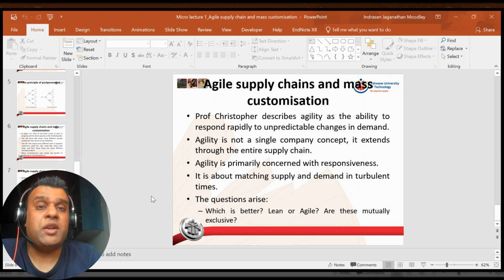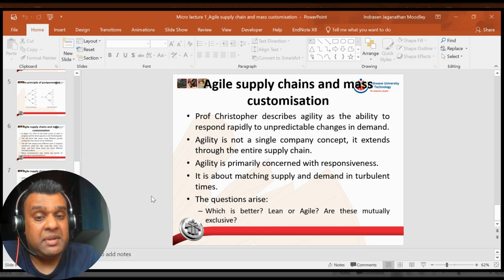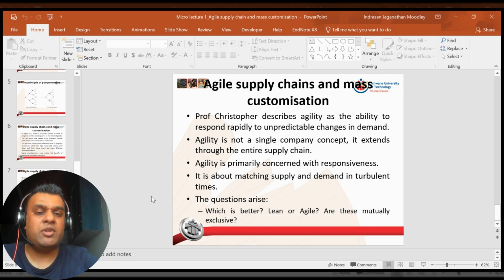So, of course, we have to ask the question, which is better, lean or agile? Or are these mutually exclusive? This is just something for you to think about as you continue to work through the week's content.